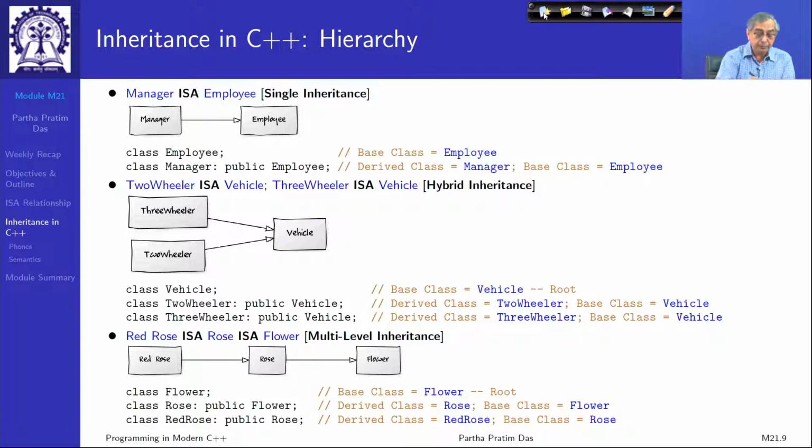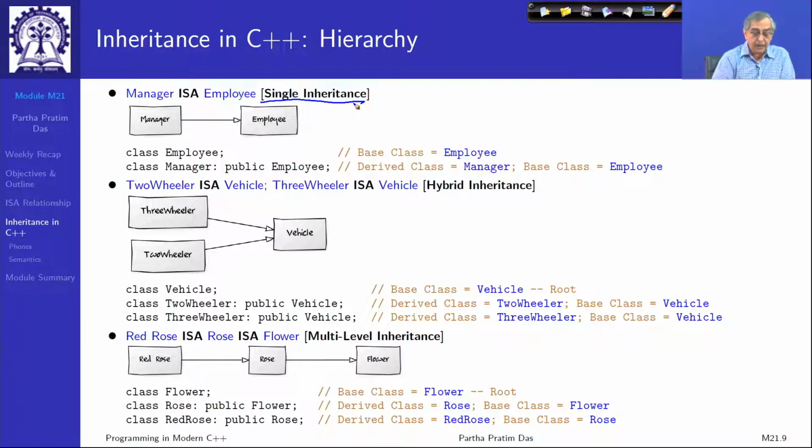Whatever is generalized is called a base class, and whatever is specialized is called a derived class. The term comes from the fact that the properties of the base class, or the generalized concept, are being derived into the specialized one. So, here you have derived class as manager and the base class as employee. That is the terminology that we will continue to use. So, this is called a single inheritance. Single because you just have one level: one manager is a specialization of an employee.